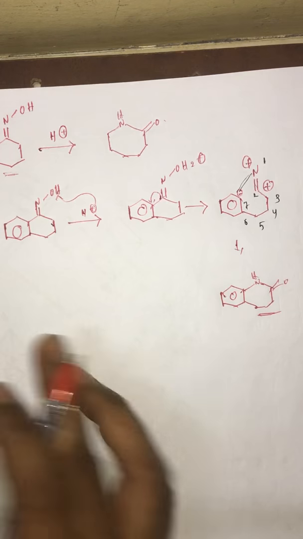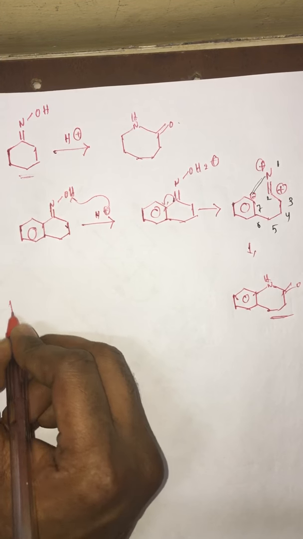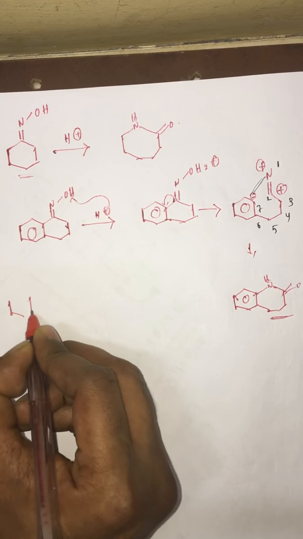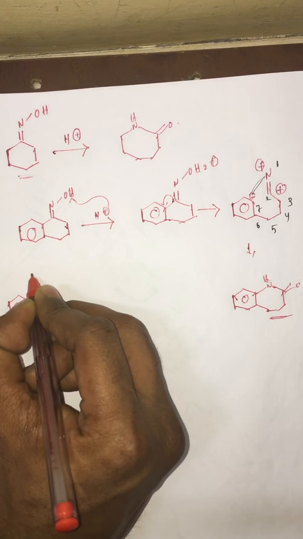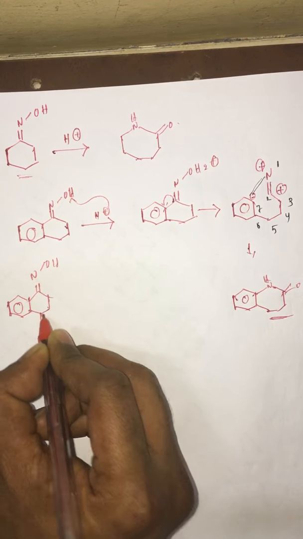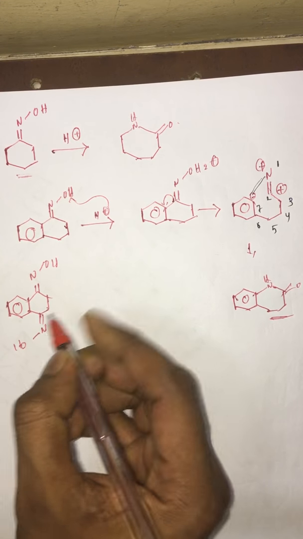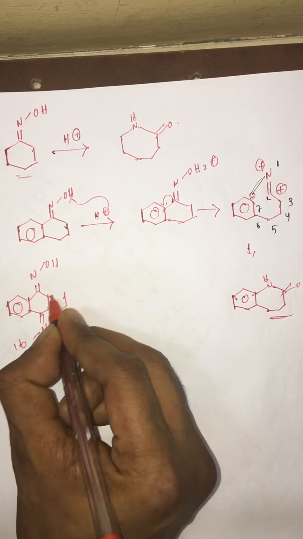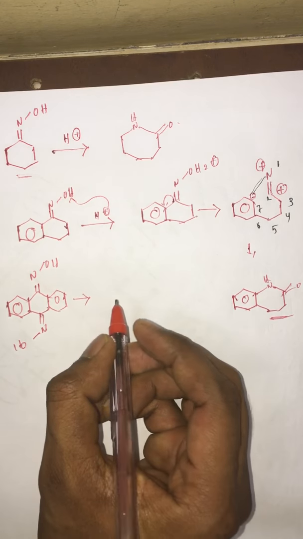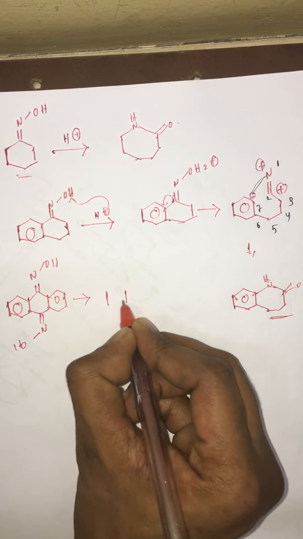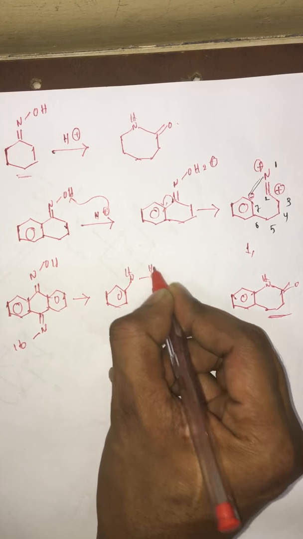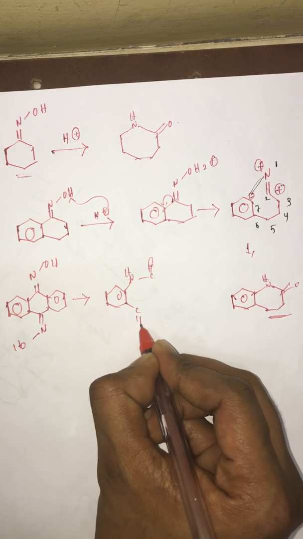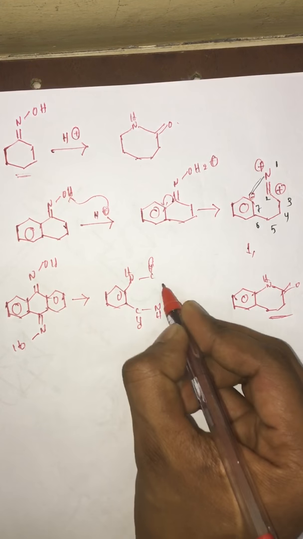And similarly, when we have this kind of compound, we have 2 oximes here, and when both oximes are involved in the reaction, the final product we will get here is NH CO CO NH.